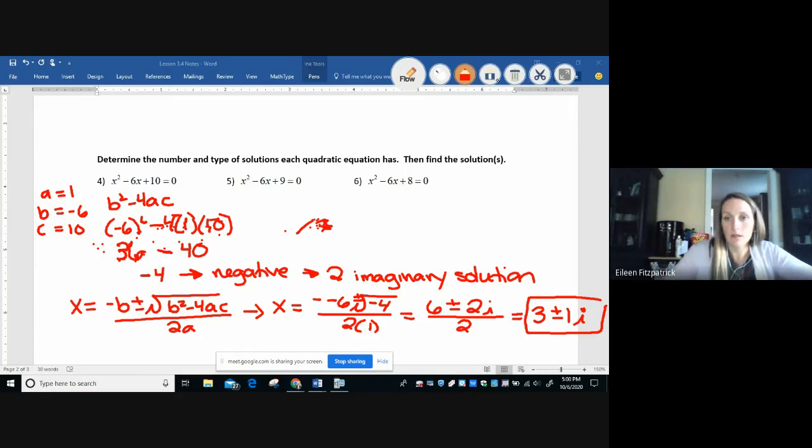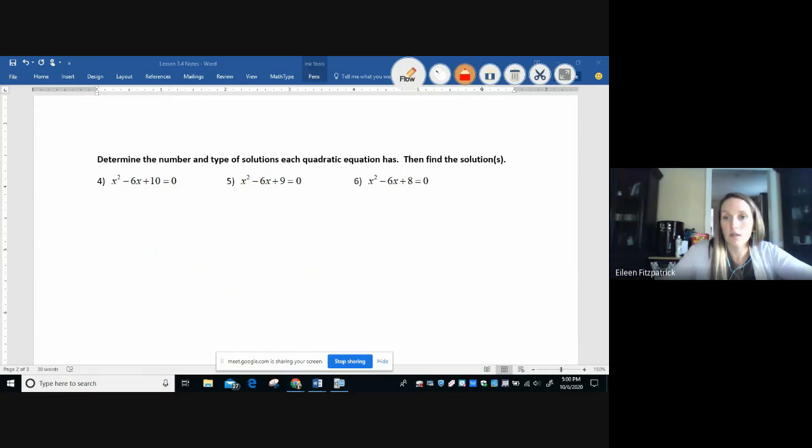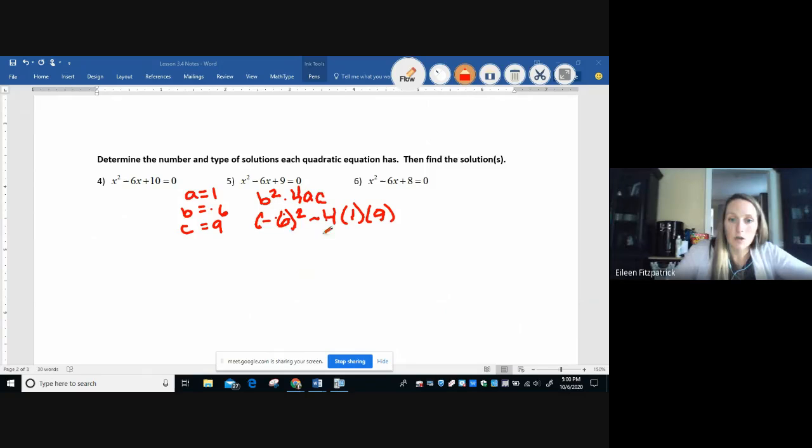Okay, let's try another one. Again, list the values of A, B, and C. A is 1, B is -6, C is 9. Discriminant is B squared minus 4AC. So it's going to be -6 squared minus 4 times 1 times 9. So it's going to be a 36 minus 36, which gives you a 0. If under the radical there's a 0, that means that there's one real solution.